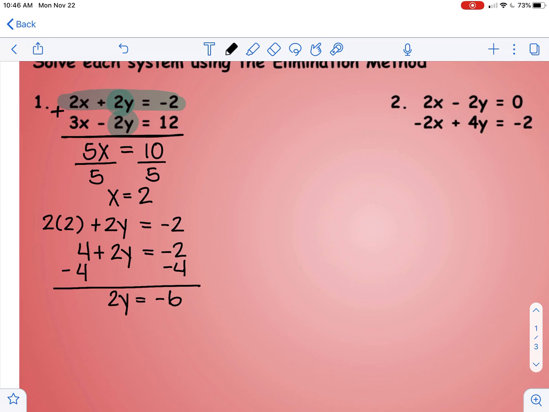And now I'm going to go ahead and divide by my coefficient. So my coefficient here is 2. So I'm going to divide by 2. And that's going to give me y is equal to negative 3. And as always, we're going to write our answer as that coordinate point. So I've got an x of 2 and a y of negative 3 for my answer.